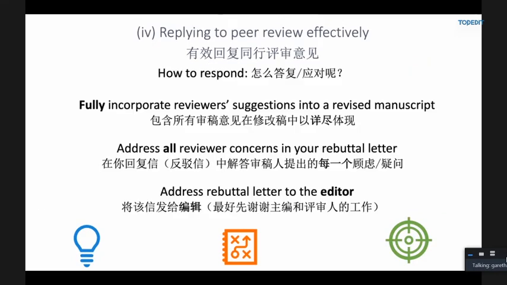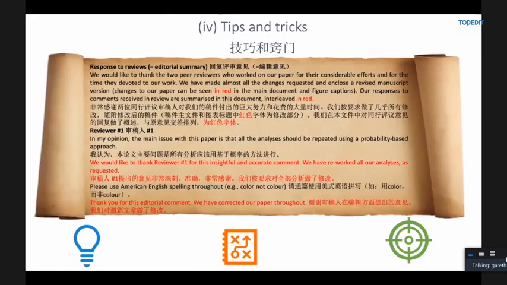Fully incorporate your reviewers' suggestions into a revised manuscript. Address all of your reviewers' concerns in your rebuttal letter, and you are talking to the editor, not the reviewers, talking to the editor, because they are the ones that will make the decision. So in areas of disagreement between you and the reviewers, which is something we'll talk about in a minute, talk and address your comments to your editor.